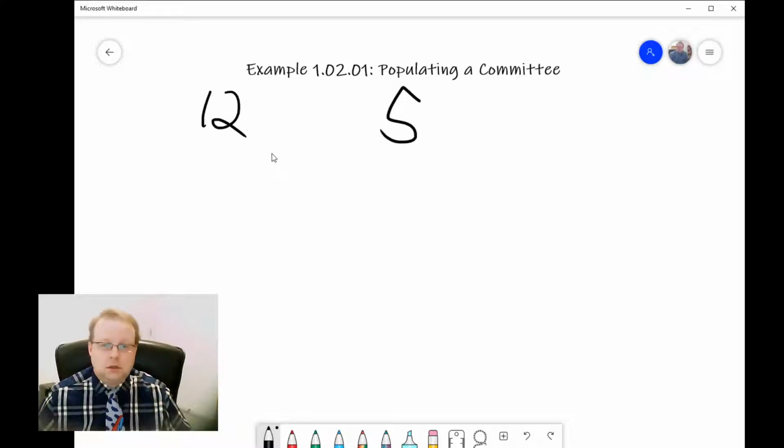So it could be president, vice president, treasurer, secretary, right? We've got our 5 roles here. We need to ask ourselves, how many ways are there to populate this committee?